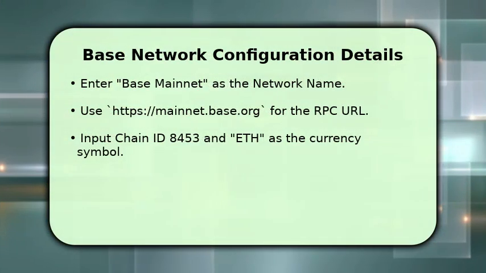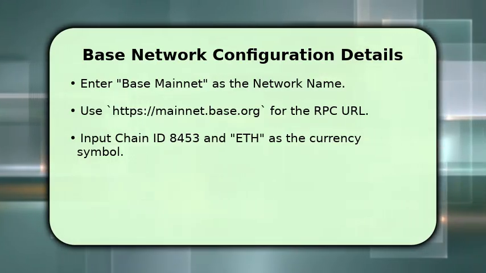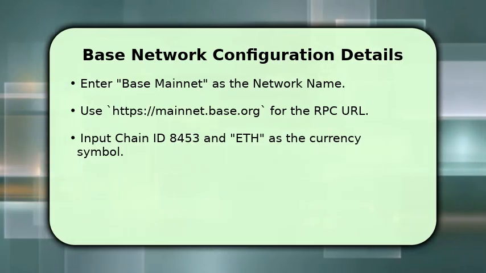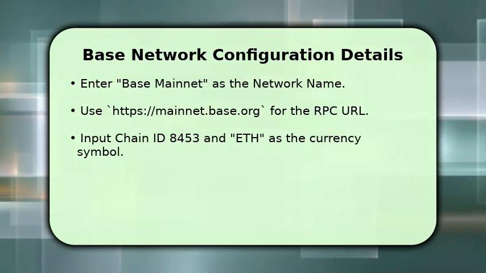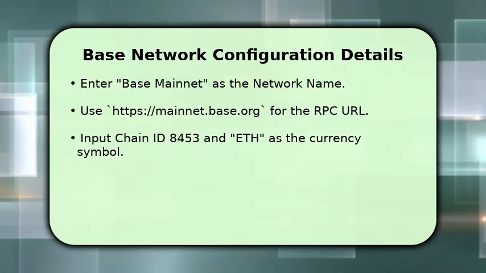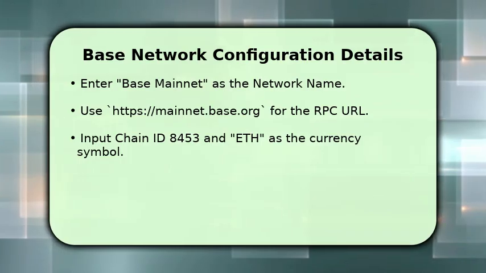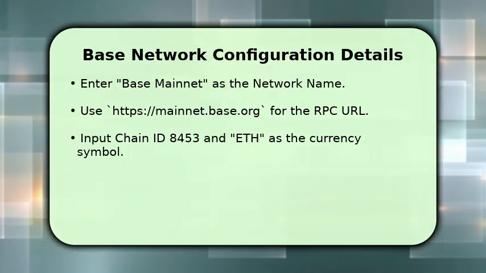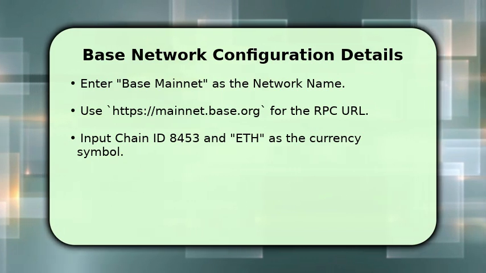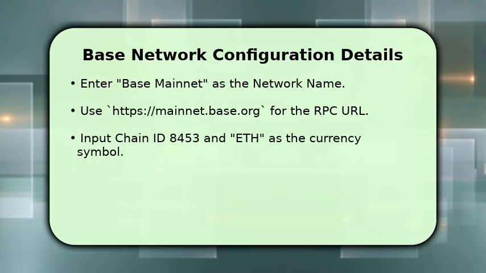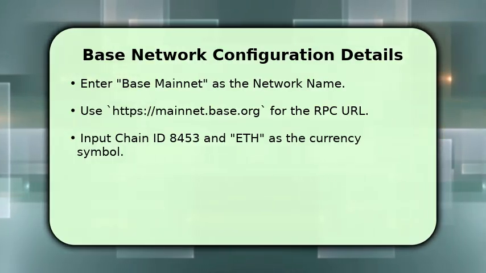Here are the specific details for the Base network. For network name, type Base mainnet. The new RPC URL is https://mainnet.base.org. The chain ID is 8453 and the currency symbol is ETH. Finally, for the Block Explorer URL, enter https://base.blockscout.com/. Double-check these entries for accuracy, then click Save.